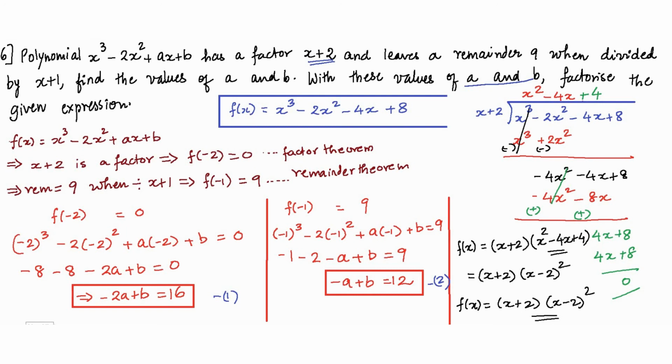It was a pretty long problem, by the way. Using the given conditions that x plus 2 was a factor and that the remainder was 9 when divided by x plus 1, we first found values of a and b, and then using those values, we went for long division. We didn't choose x plus 1 because x plus 1 is not a factor, but x plus 2 was a factor. So we divided the polynomial by x plus 2, found the quotient, and then we factorized the quotient. A pretty long one, but a very interesting problem.